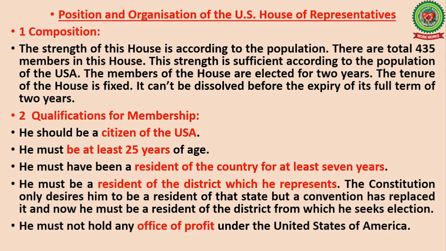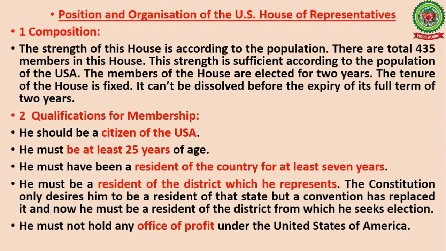First is the number of members. That's very much due to population, it's not anything so major. The other thing is major, that is the tenure. The US lower house is for 2 years and the Indian lower house is for 5 years. And one more very important thing is, in India the lower house can be dissolved before 5 years also.